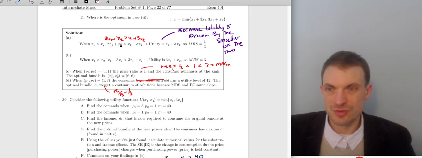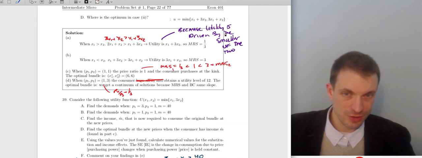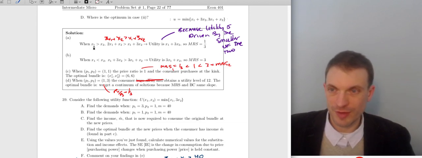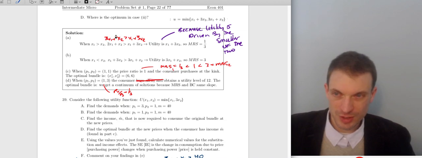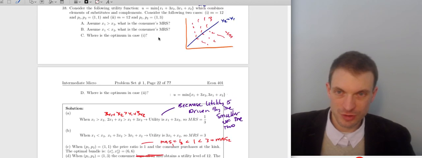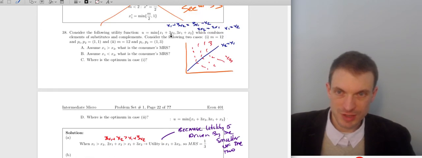Then utility is driven by this portion. Why? Because utility is driven by the smaller of the two. So if x1 is bigger than x2, this portion is bigger than this portion. So utility has to be driven by this portion, because utility is whichever is the smaller of these two sides. If x1 has more in it than x2, if there's more good 1 than good 2, then the smaller of the two is going to be this side. So I'm going to be on the bottom portion.